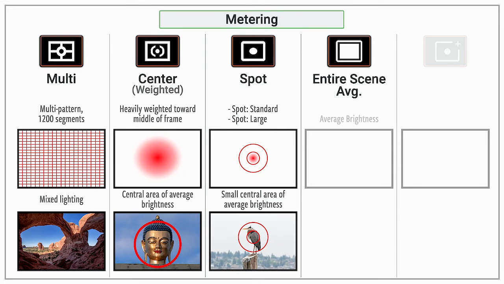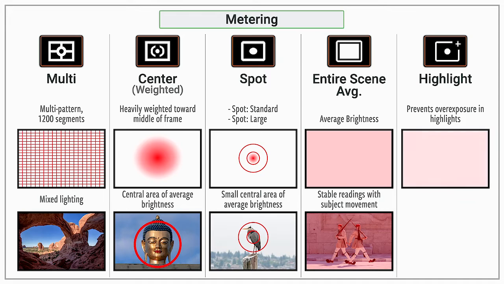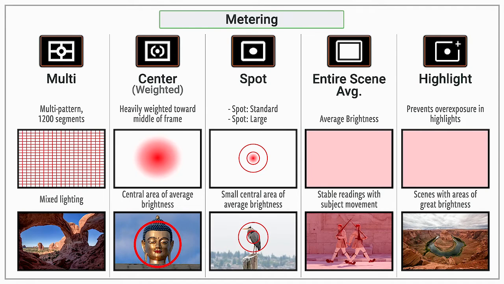Then there's an entire scene average. And this sometimes works better when there's lots of movement in the frame that can throw off your meter. And so this will probably bounce around a little bit less when it comes to the exposures and those semi-automated exposure modes. And then there is a highlight metering system, which will look at the lightest parts of the frame and try to make sure that you do not overexpose them.